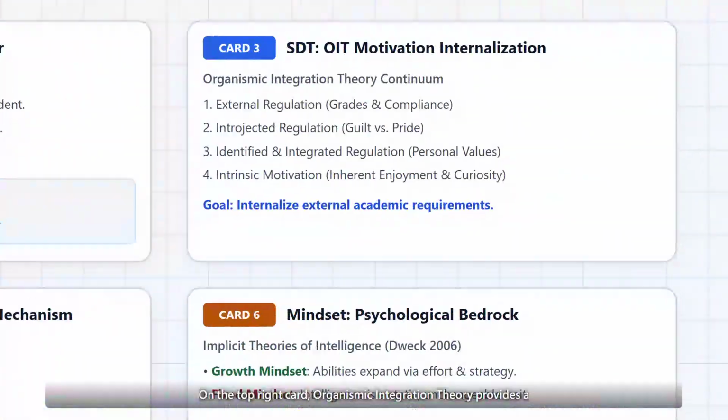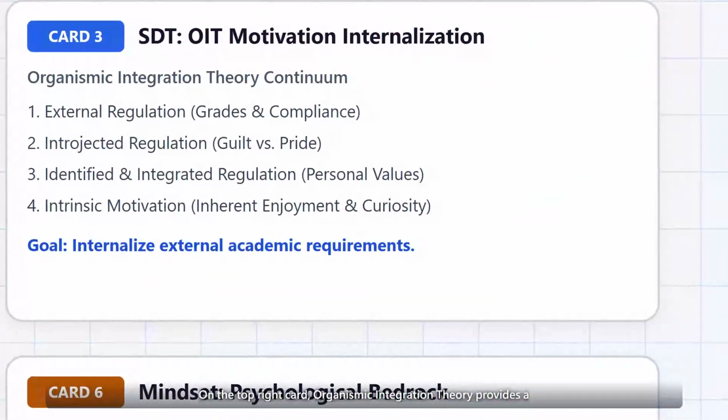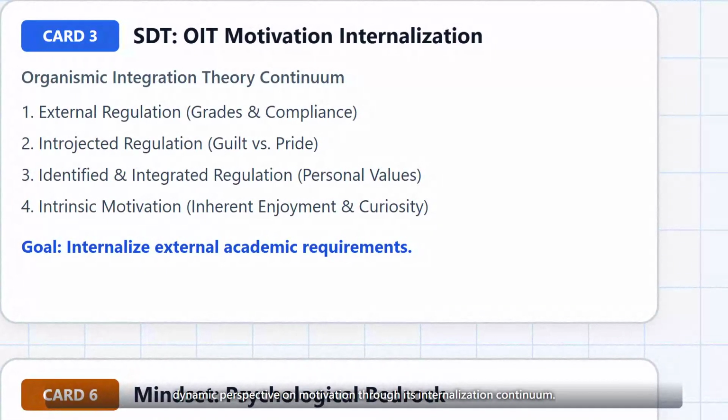On the top right card, organismic integration theory provides a dynamic perspective on motivation through its internalization continuum. Motivation is not a simple binary state between intrinsic and extrinsic. Instead, it ranges along a continuous spectrum, from external regulation, driven purely by compliance and grades, to introjected regulation based on guilt or pride, to identified and integrated regulation, where learning aligns with personal values, and finally, to intrinsic motivation, driven by inherent enjoyment and curiosity.